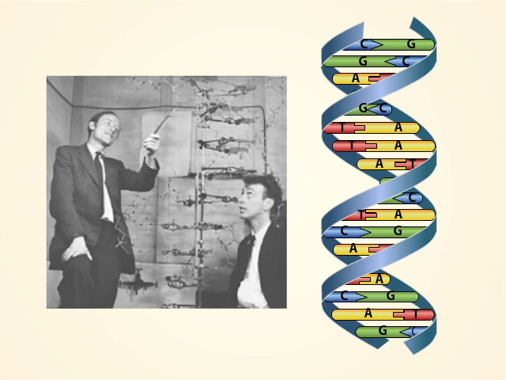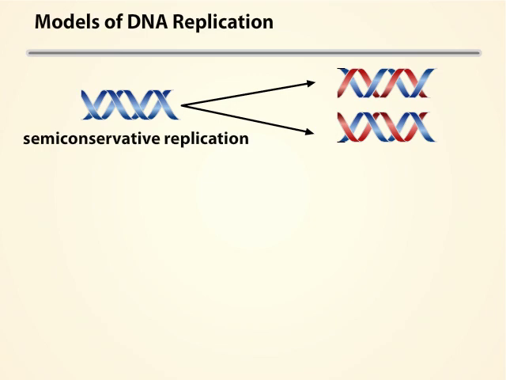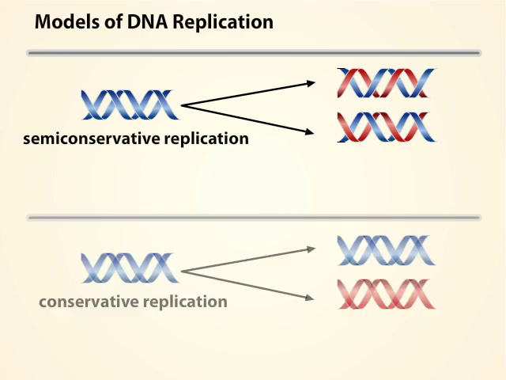The complementary nature of the two strands suggested to the scientists a model for DNA replication. They proposed that the old strands serve as templates to make new complementary strands. The two resulting double helices would each contain one new and one old strand. There are other models to consider as well. For example, the old DNA molecule could be preserved and an entirely new DNA molecule could be produced from it.